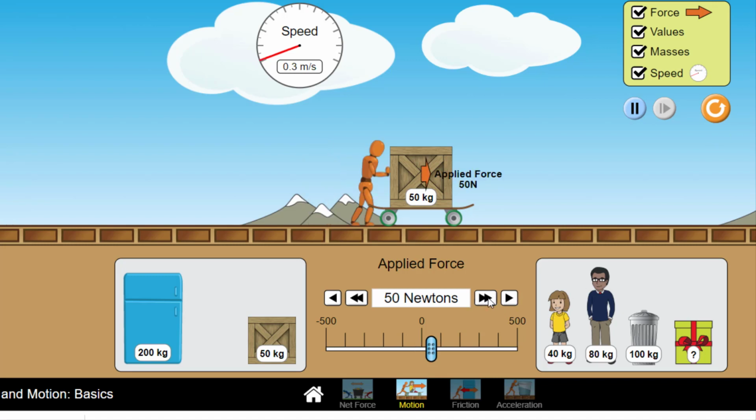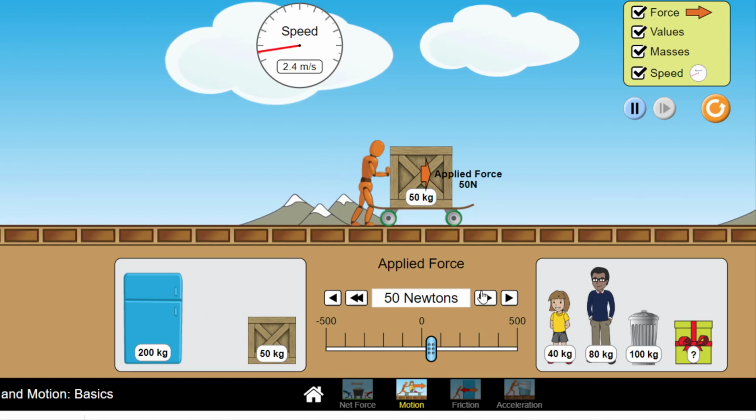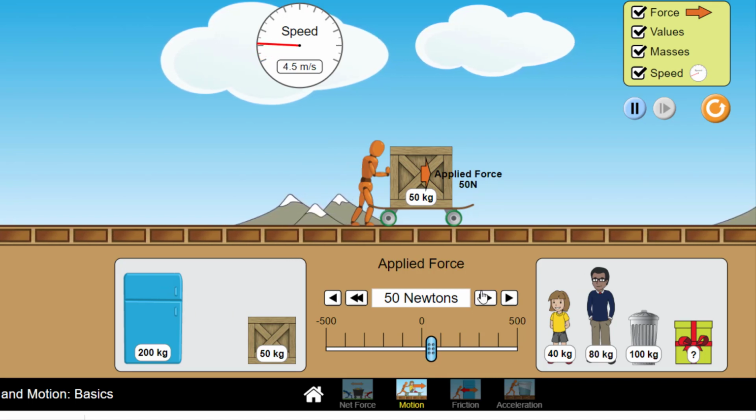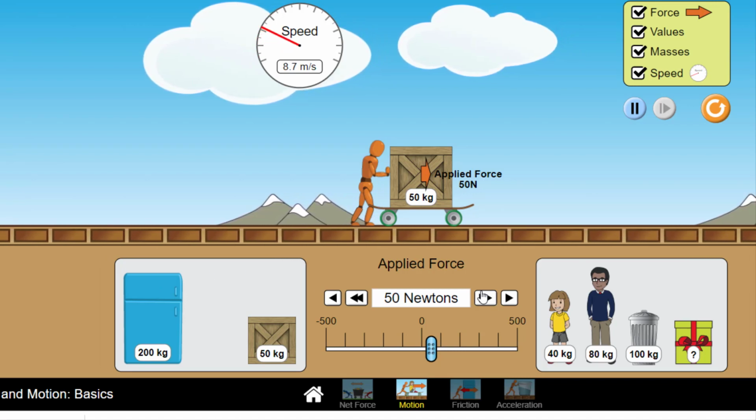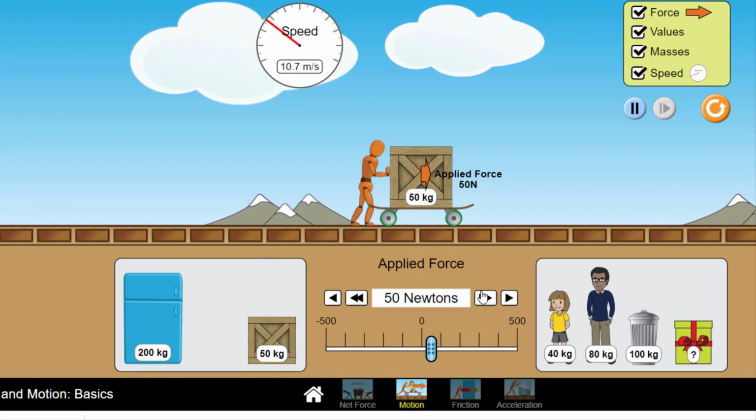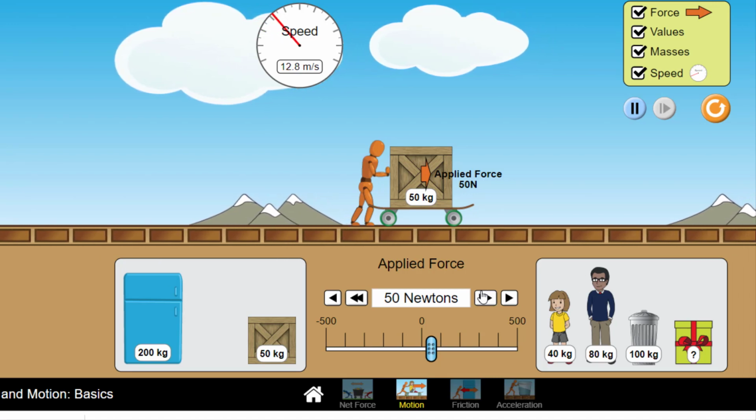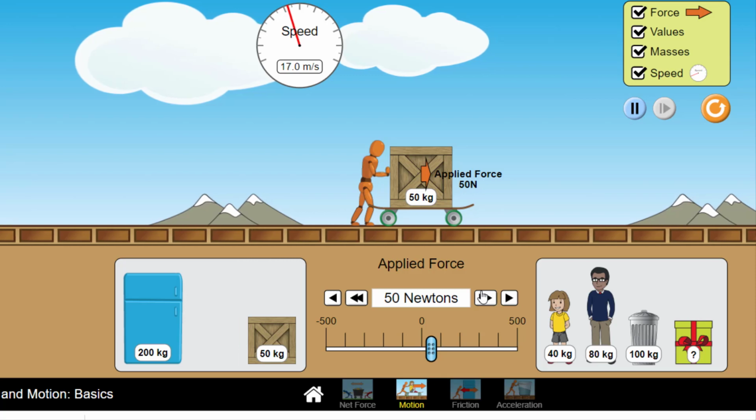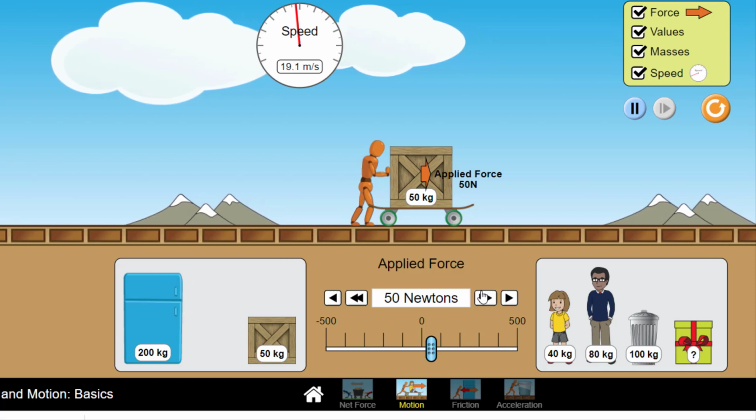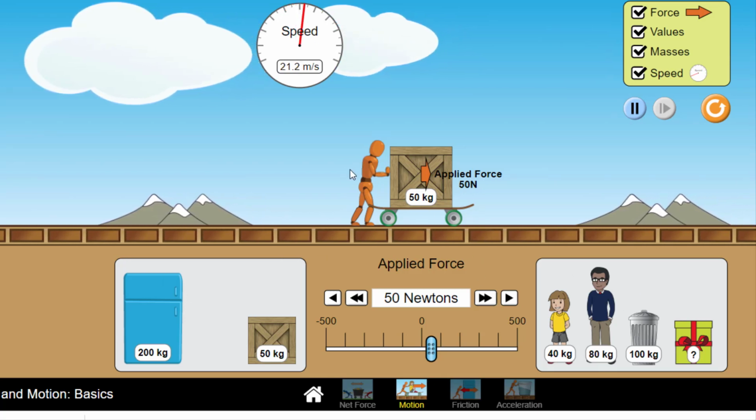So let's go ahead and apply a force to the crate. The first force we'll apply is a 50 Newton force. And you can see what's happening. The speed is beginning to increase. A rough calculation tells us the speed is increasing by roughly 1 meter per second every second. So that is the crate accelerating. When we apply that 50 newton force, it's going to be accelerating.